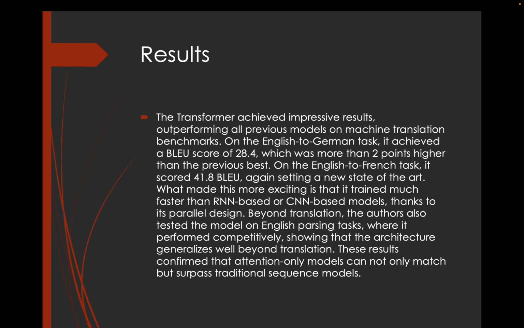Results. The transformer achieved impressive results, outperforming previous models on machine translation benchmarks. On the English to German task, it achieved a BLEU score of 28.4, which was more than 2 points higher than the previous best. On the English to French task, it scored 41.8 BLEU, again setting a state-of-the-art score. What made this even more exciting is that it trained much faster than RNN or CNN based models thanks to its parallel design.